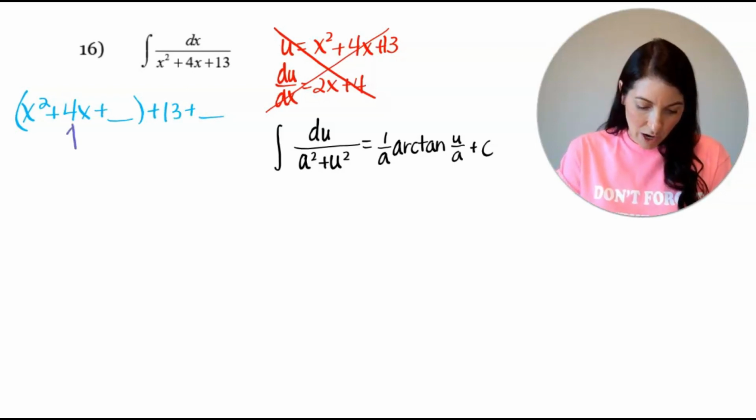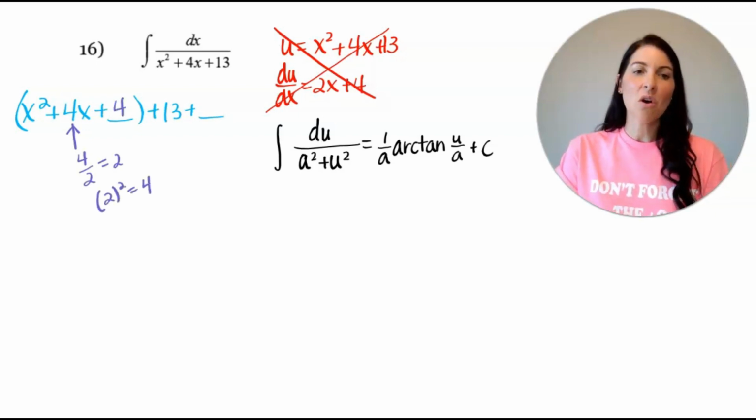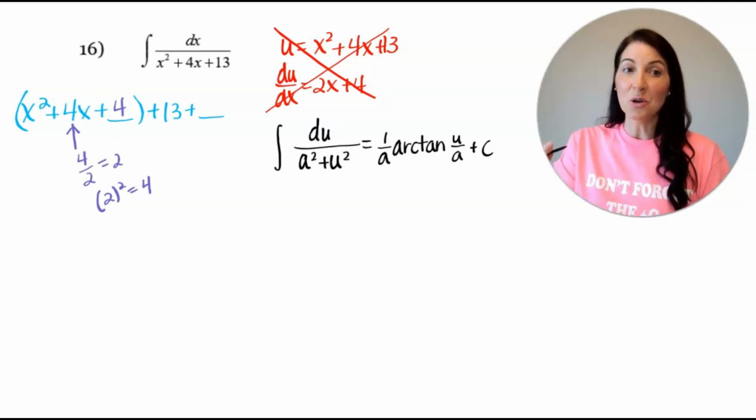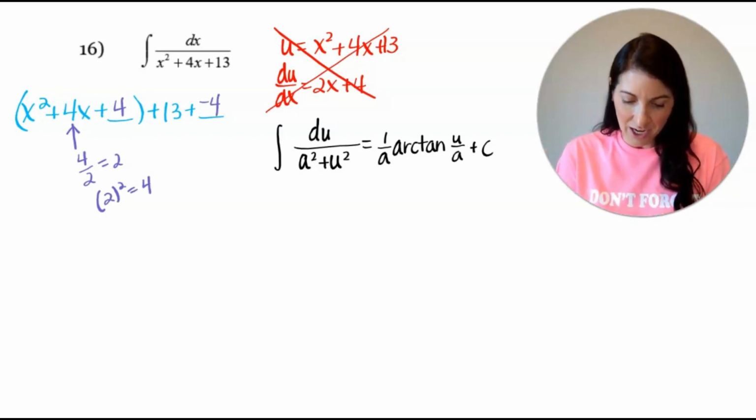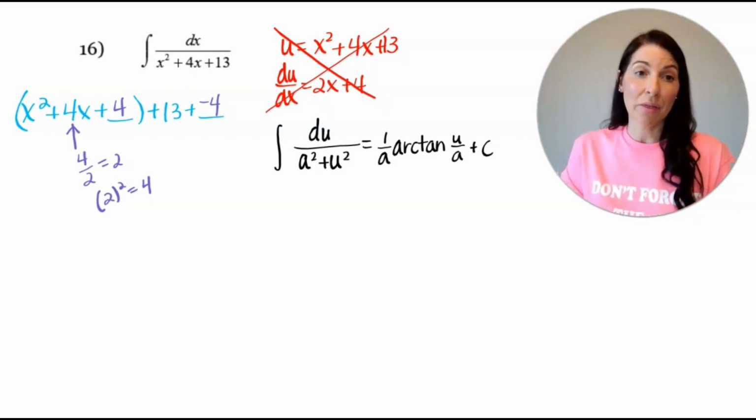So to complete the square, you are going to take this b value, divide it by 2, and then take that number and square it. So we get 4. Now we can't just go in and add 4. We have to undo what we just did. So over here we go in and subtract 4. So the plus 4 and the minus 4 cancel each other out.